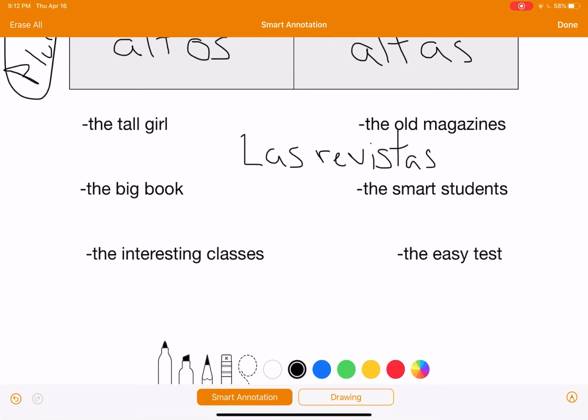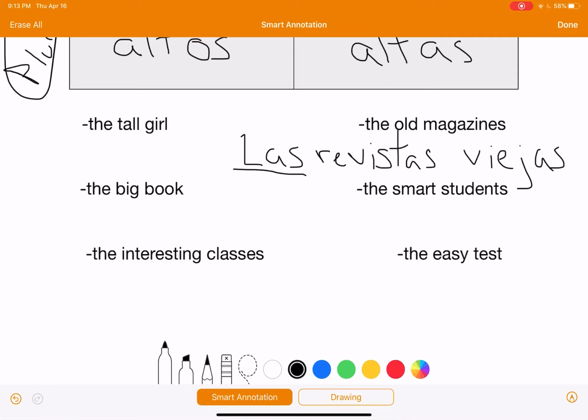Okay, if you remember your word for old, it is viejo. Okay, but I have to look at my word that I'm describing. I'm describing las revistas. So I can't end it with an O because that wouldn't match. Instead, I have to use the letters AS. Las revistas viejas. All right.